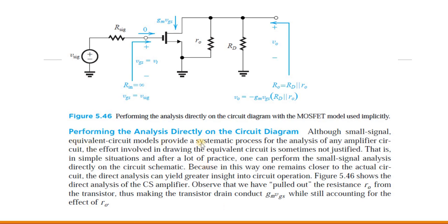Then performing the analysis directly on the circuit diagram, with the MOSFET model used implicitly over here, that is ro. See how it is connected here. Current is 0 means resistance will be high, so Rin is infinite. VGS is Vi here. This is the amount of current we are going to get, minus gm into VGS, and the output across the drain resistance: Vo is nothing but minus gm into VGS times RD parallel to ro. Output resistance is RD parallel to ro. VGS, which is equal to Vi, is nothing but the input signal. This is what we need to know. So while drawing the figure, all these parameters you should mention.